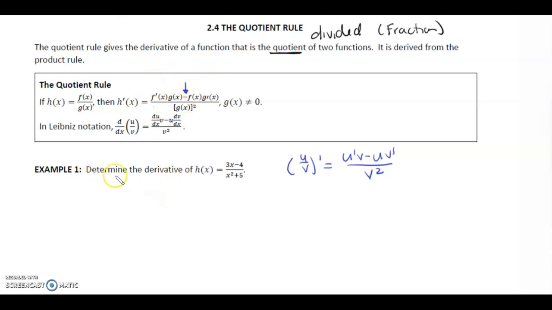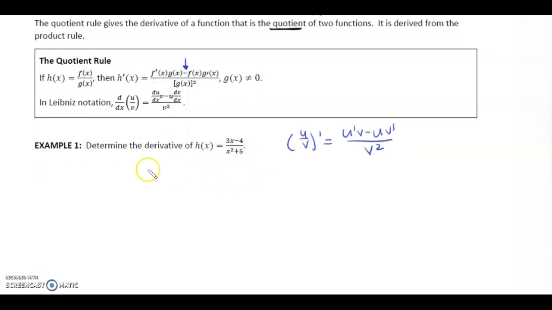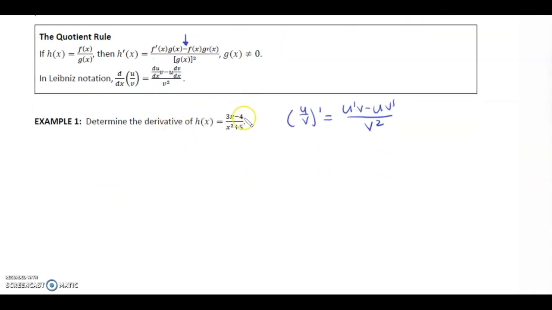So let's jump right into this. Determine the derivative of h at x equals, and we have two functions here: 3x minus 4 in the numerator, and x squared plus 5 in the denominator. To formally set this up, we could set the numerator as u and the denominator as v. If you want, do the work on the side of your page. u is 3x minus 4, so u prime is 3. Derivative of x is just the coefficient, and the derivative of a constant is 0.